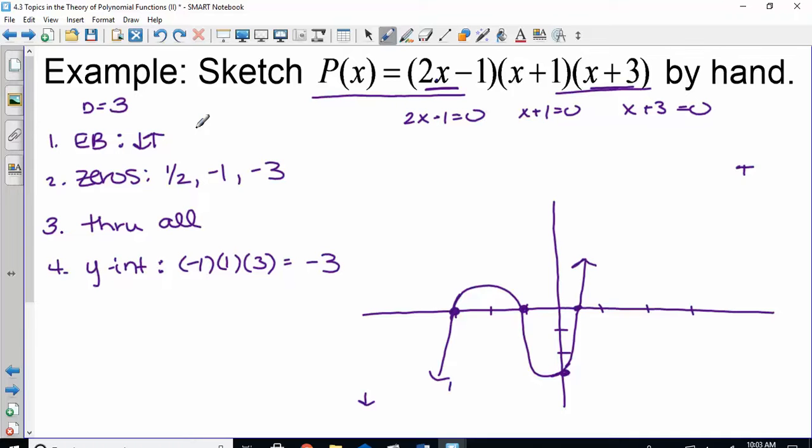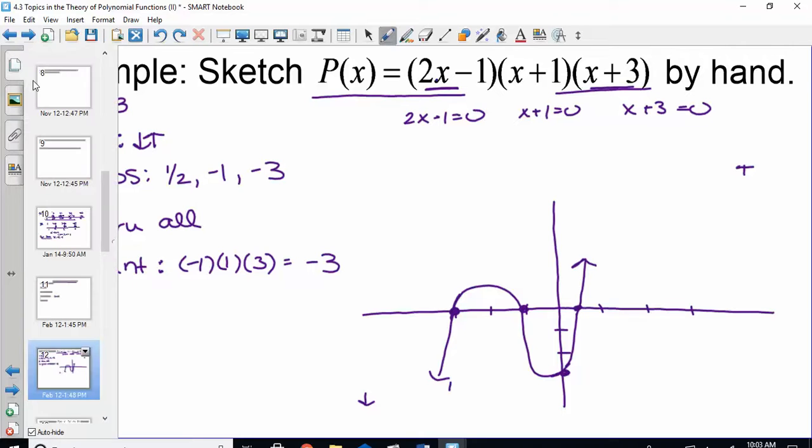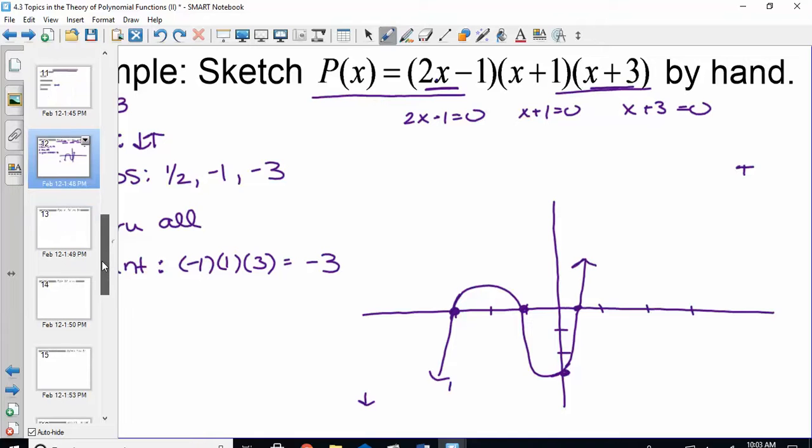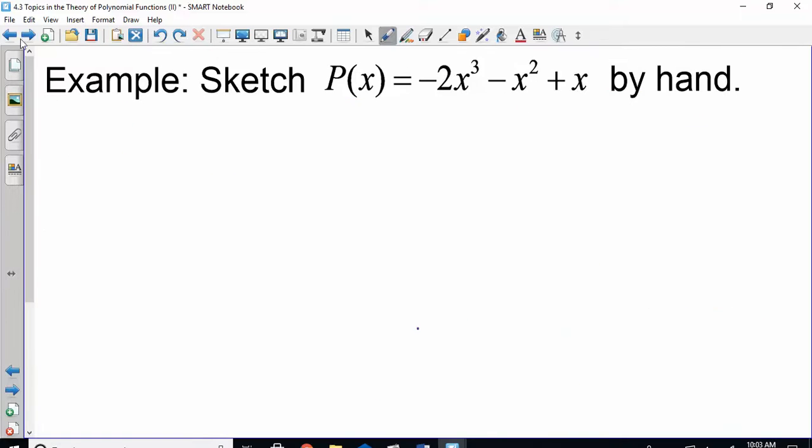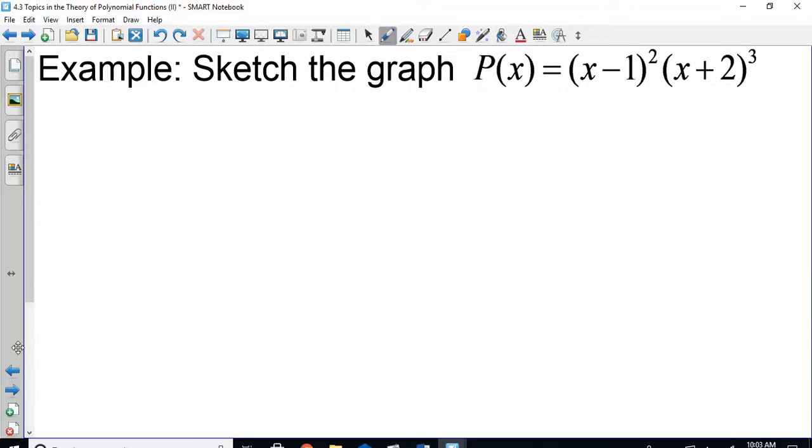Alright. Questions there? Ready for homework already? That was fast. Let's do a couple more together. Let's do easy one or hard one? Easy. Hard. Do this one. Oh, I don't want to do that one yet. Let's do this one.